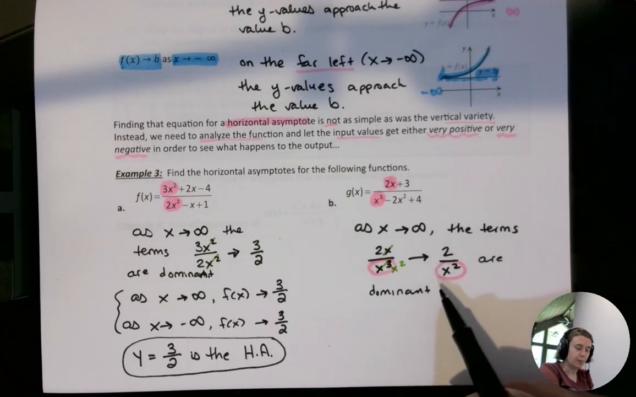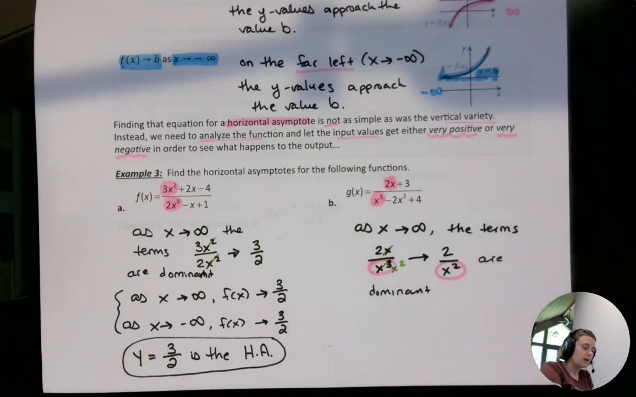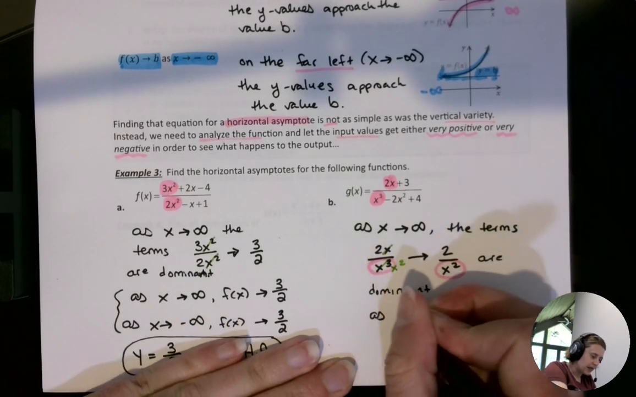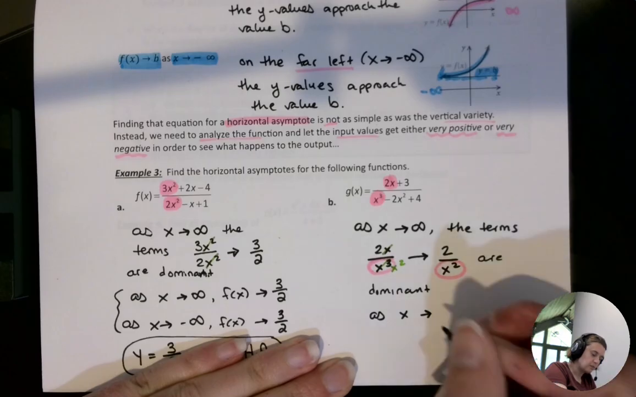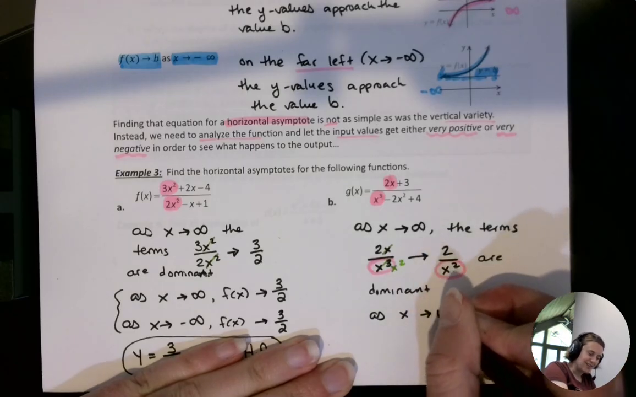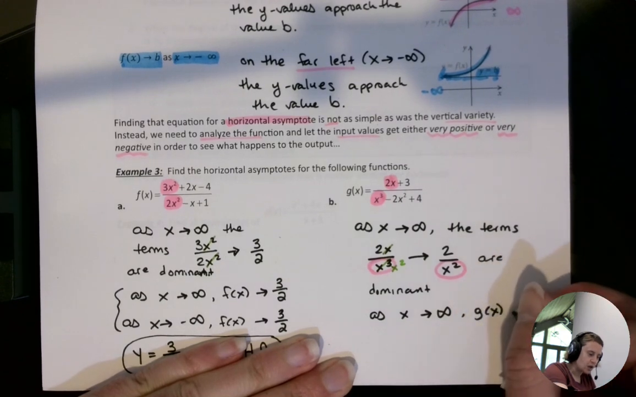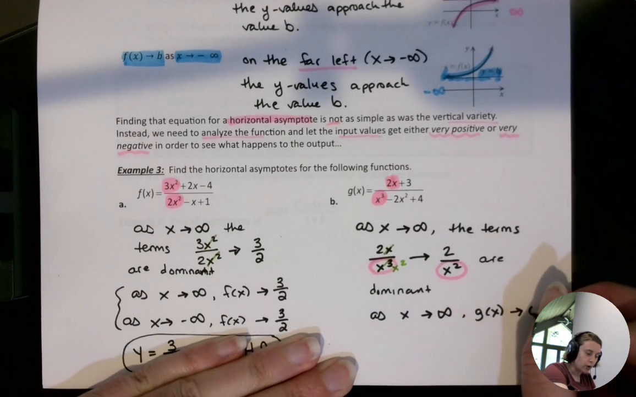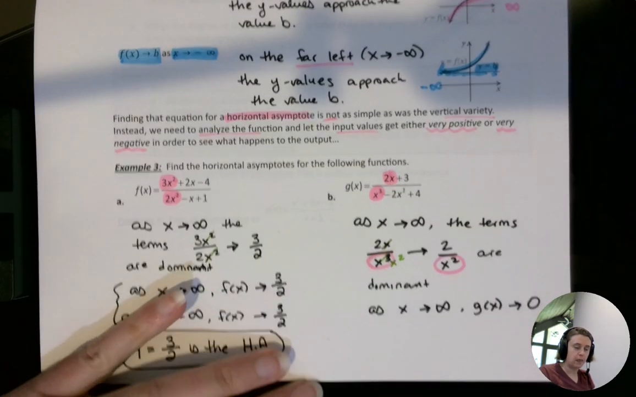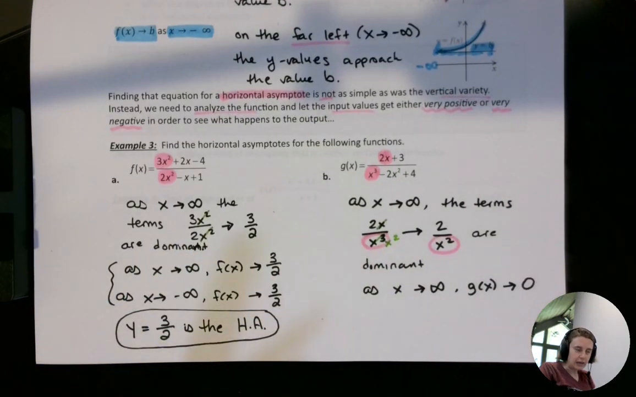If you divide it by 100, you'll have 0.02. If you divide it by 1,000, it'll be 0.002. So as x gets large, the values of g of x, this function, are going to approach 0. Okay. Now, we can clarify the way that we're going to approach 0 if we want to. This is something that they talk about in Calc 1, so it's not strictly necessary right now.